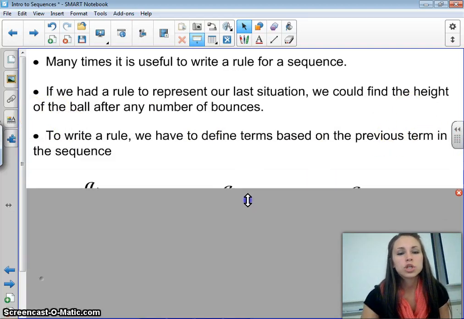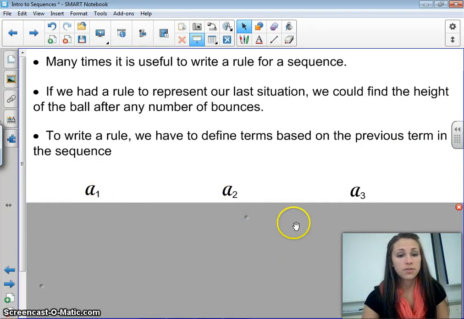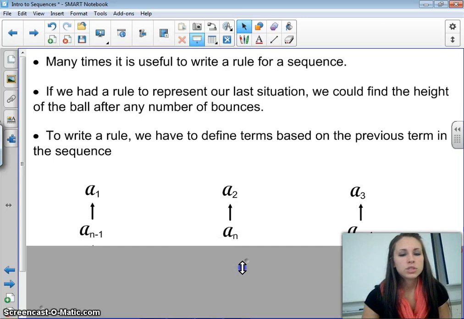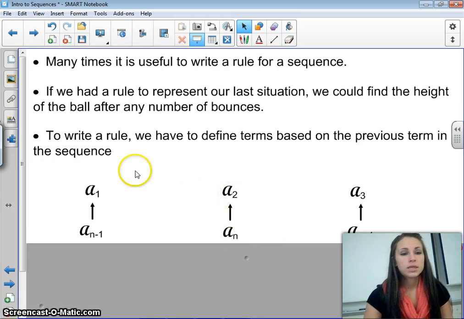So we're just going to look at some notation before we write a sequence. If we have A1, A2, A3, that's the first, second, and third term. So this is the way that you will see these represented, okay? If A2 is a random term, then the term before A2 is A1.